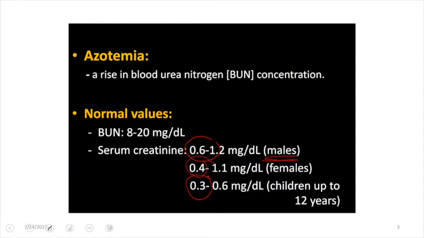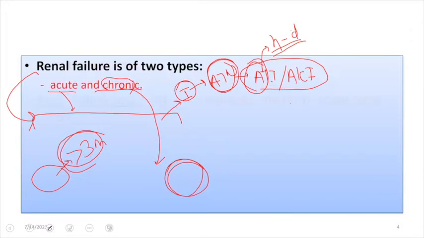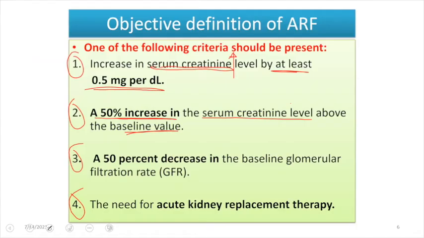So as the first criterion said, there should be an increase in the serum creatinine level by 0.5 mg per dL. The next criterion says that there should be a 50% increase in the serum creatinine above the baseline values. That means it should be above 0.6 in terms of male, and 0.6 in terms of children below 12 years old. So there should be a 50% increase in the serum creatinine level.